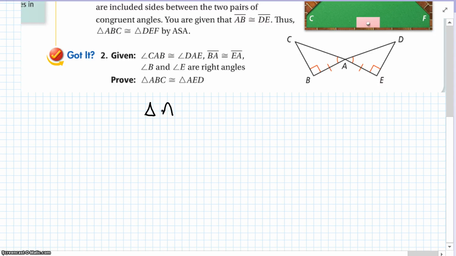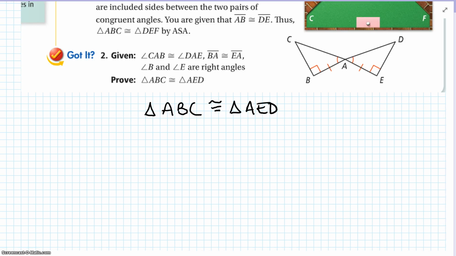Triangle ABC is congruent with triangle AED, just by looking at the sides. Okay? Now, that was pretty quick, pretty easy. So we're going to go on.